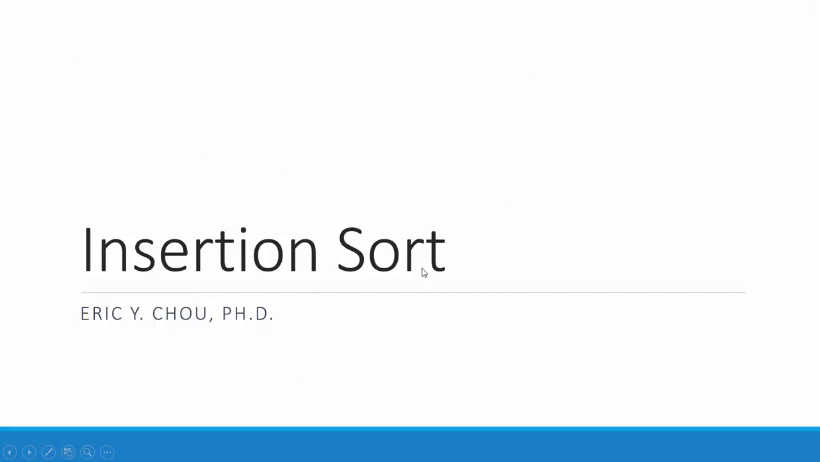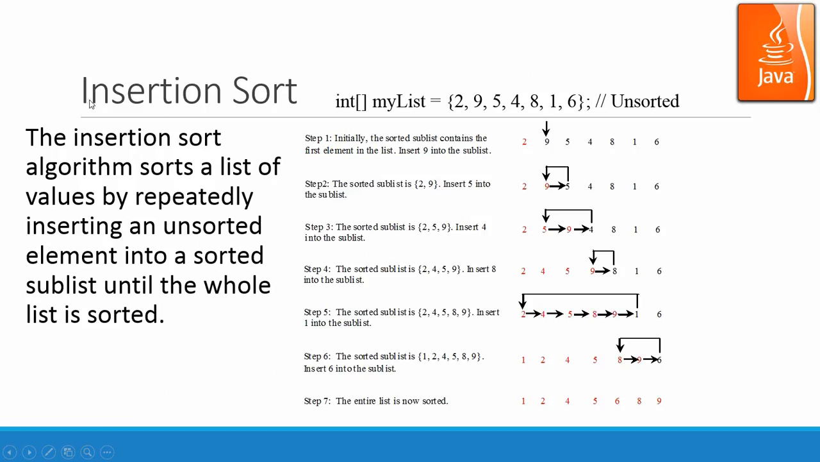Let's look at insertion sort now. For insertion sort, initially the sorted sublist contains only the first element, and then you try to add the second element into the sorted part. If this one is smaller than 2, you put it in front of 2. Otherwise, you put it behind it. And then we find the next element, trying to put it into sorted order.